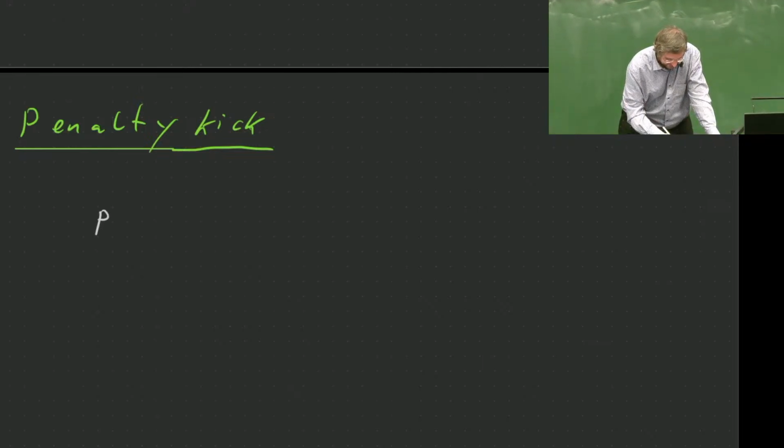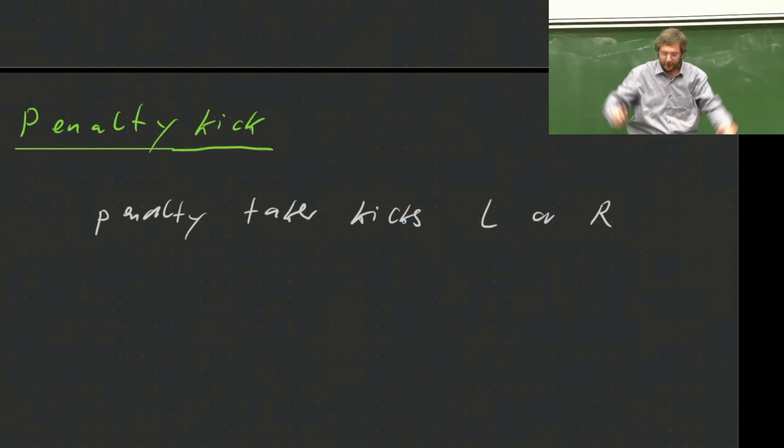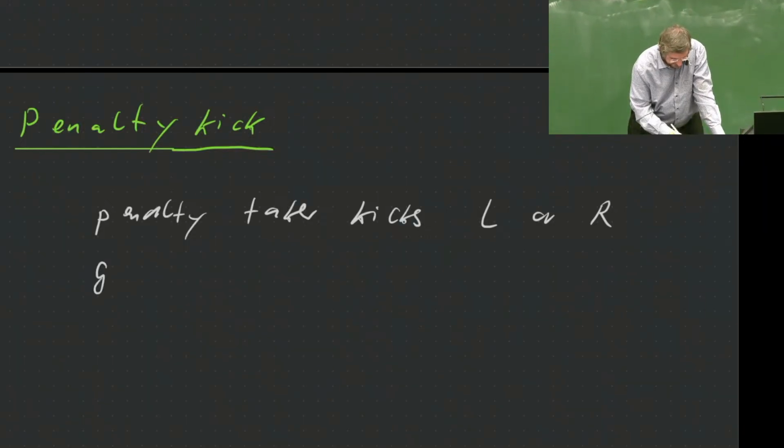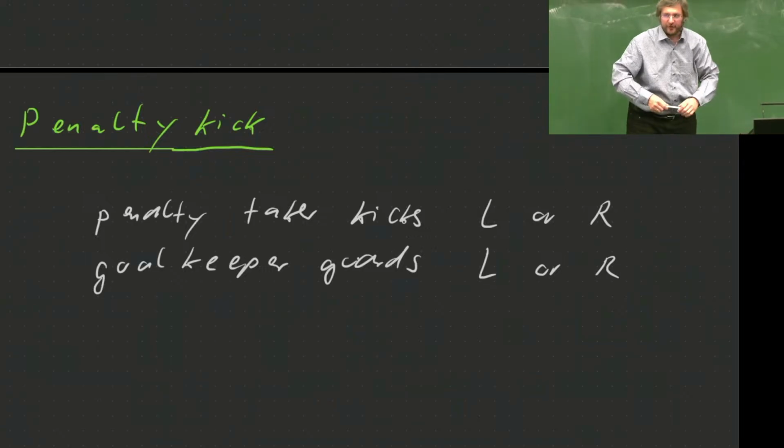We have this penalty taker that can either kick to the left or to the right. So we'll say the strategies are either L or R, left or right. And we have the goalkeeper that guards the left or the right part of the goal.